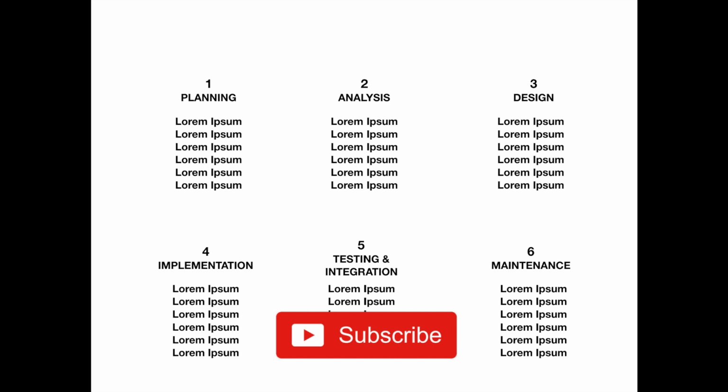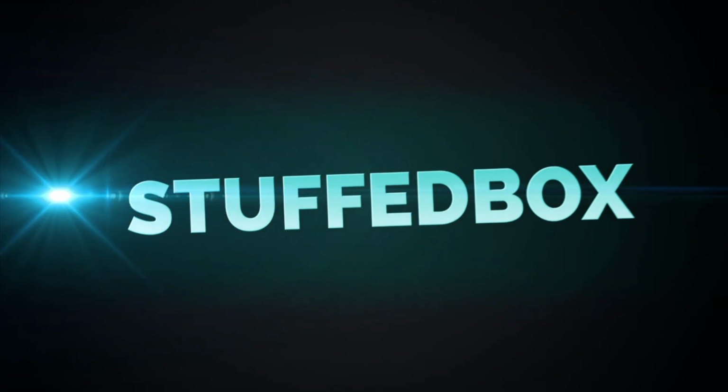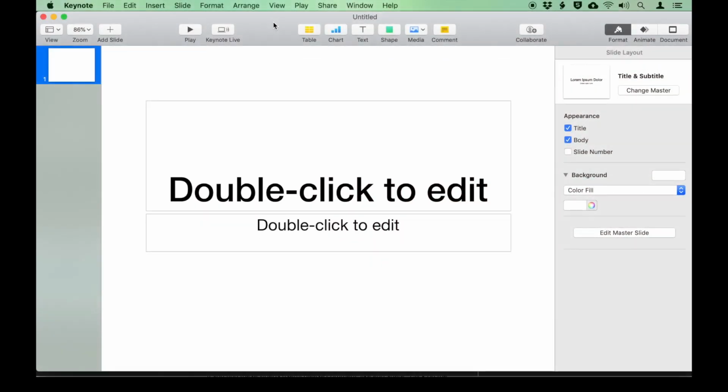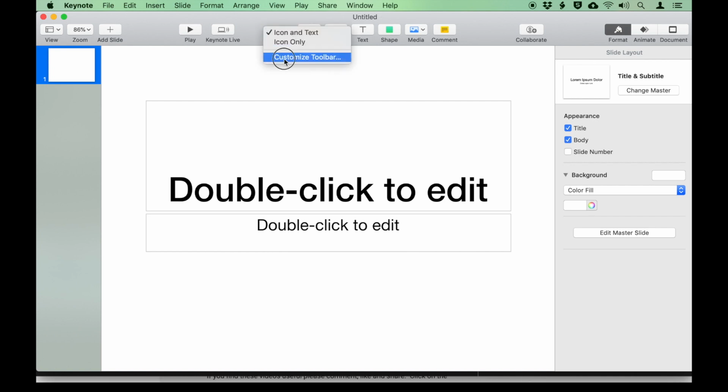Now let's begin! First up is customizing your toolbar. If there are common functions that you always use and it's not already in the toolbar, you can add it by right-clicking the toolbar and select Customize Toolbar.